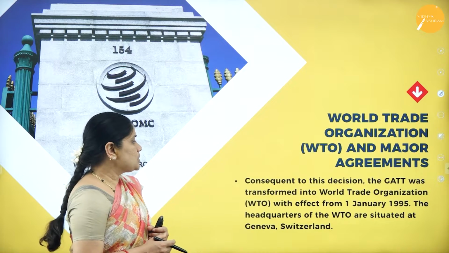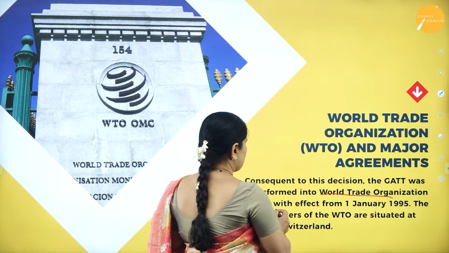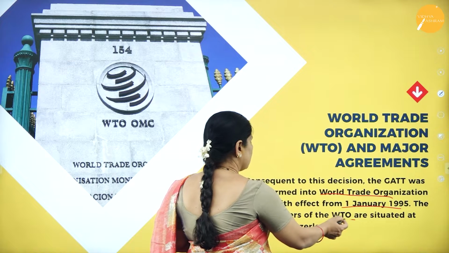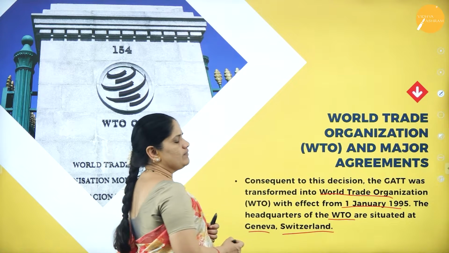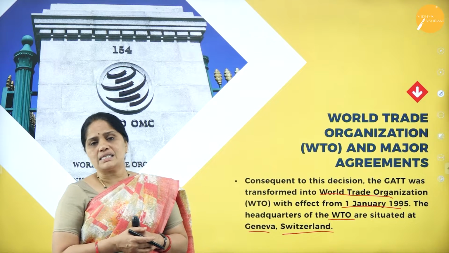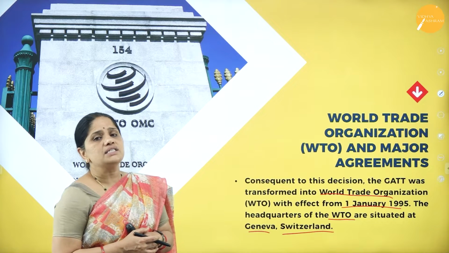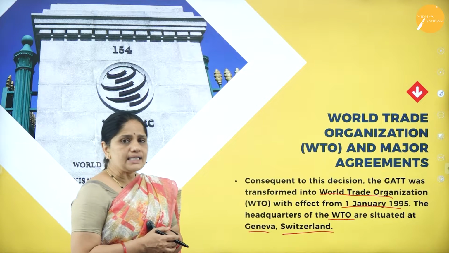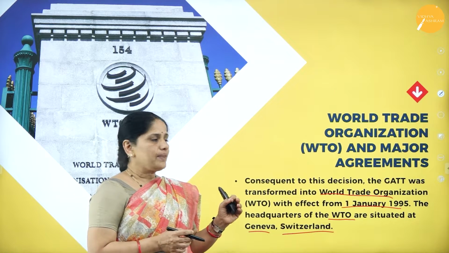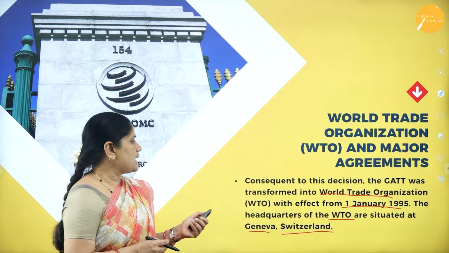Then, consequent to this decision, the GATT was transformed into the World Trade Organization, with effect from 1st January 1995. The headquarters are situated at Geneva in Switzerland. So, the outcome of these talks was the establishment of the World Trade Organization with its head office in Geneva, Switzerland, and it came into force on 1st January 1995. This GATT was transformed into the World Trade Organization.